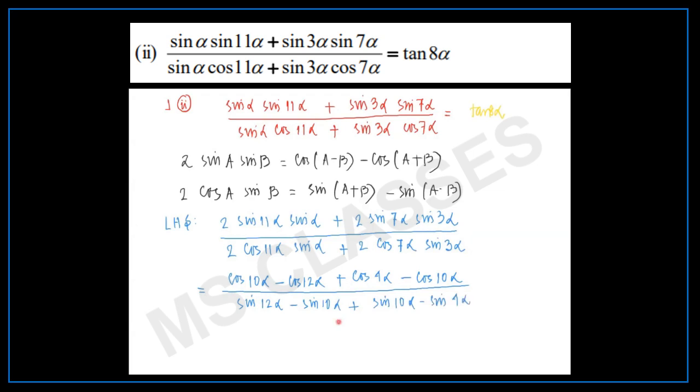Now you observe, in the numerator cos 10 alpha cancels out. In the denominator, sin 10 alpha cancels out. So in the numerator we are left with minus, if I take it common, cos 12 alpha minus cos 4 alpha, divided by sin 12 alpha minus sin 4 alpha. Now, this one is in accordance with the cos C minus cos D formula, and this one with the sin C minus sin D formula.